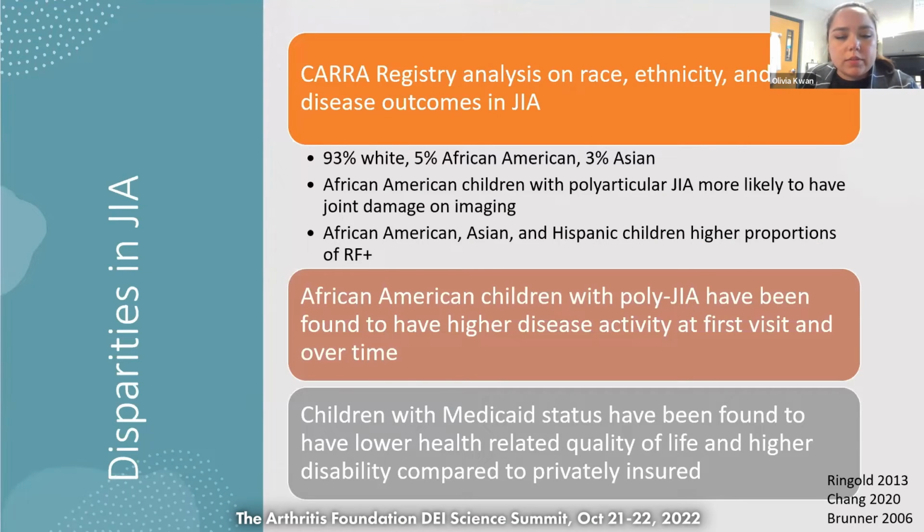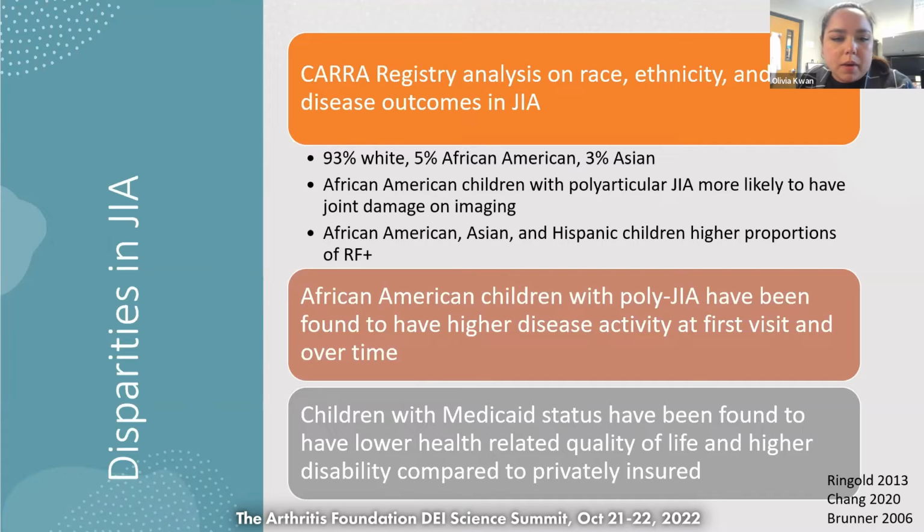So as far as disparities in JIA go, a CARRA registry analysis found that in JIA, the racial demographics are 93% white, 5% African American, and 3% Asian. Though I will say that this is very limited given it's recruited from patients at registry sites and has language gaps as well. African American children with polyarticular JIA were found to be more likely to have joint damage on imaging, and African American, Asian, and Hispanic children represented higher proportions of RF positivity.